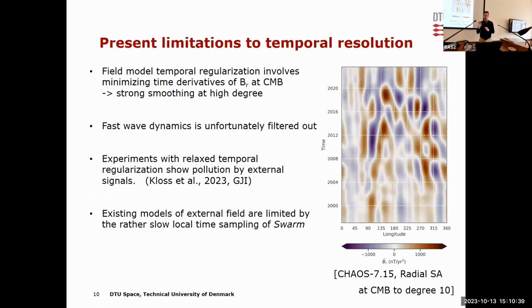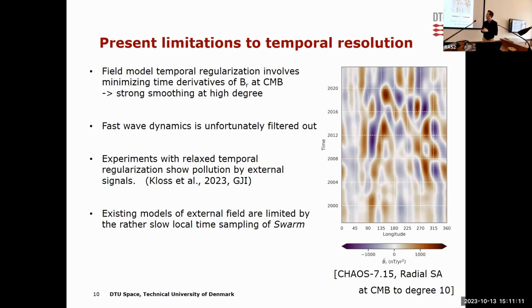So the limitation here at the moment is when we build these field models, these are typically parameterized in terms of splines, and we minimize the high-order time derivatives of the radial magnetic field at the core-mantle boundary. And when we do that, we smooth things very much, especially on short length scales. So in fact, we're filtering out information that could be of interest, especially for the waves that Nicolas was discussing.